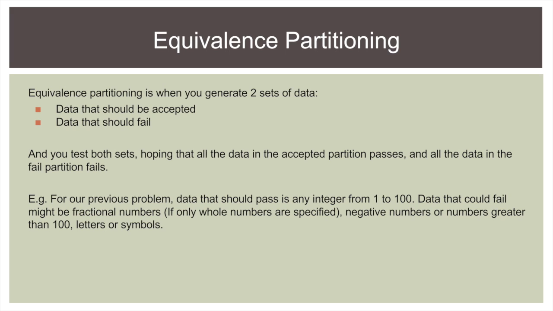Okay, data that could fail, it depends on how you implement the algorithm, but it could be fractional numbers if you're using integers. It could be negative numbers if you've got a boundary that does that. It could be numbers greater than 100. Letters and symbols will also fail, depending on how you've used variables. So it's really important to see that these do. If they don't fail when they should, that indicates that we've got a problem. If they pass when they shouldn't, that indicates that we also have a problem.